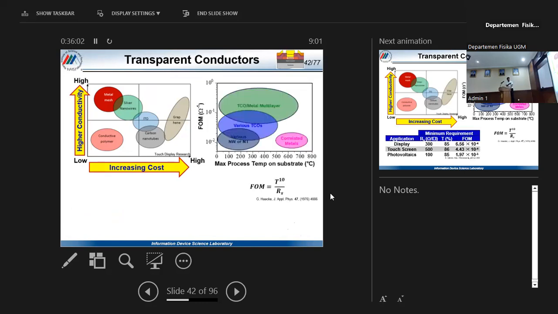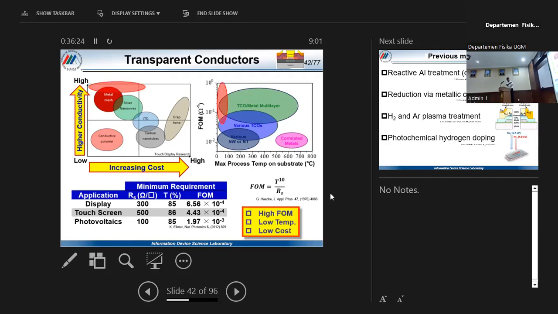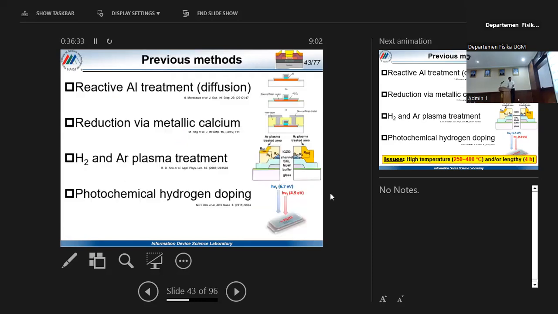And this is the figure of merit. When I say figure of merit, it's the transparency divided by the sheet resistance. So you want the figure of merit to be as high as possible, and you want your process temperature to be as low as possible. So you want to be here. These are the minimum requirements for display, touchscreen, and photovoltaic applications. In effect, we want to develop materials that target these areas: quite cheap, high conductivity, high figure of merit, and low process temperature.